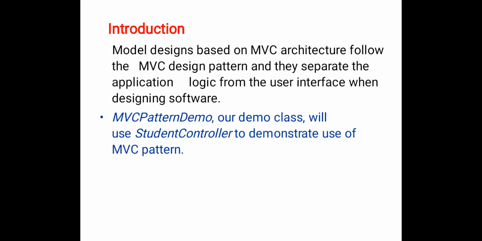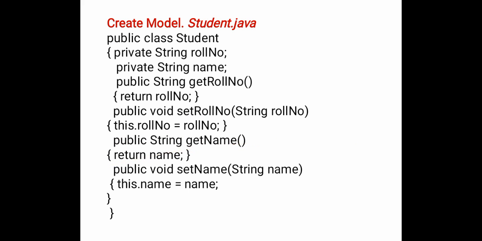Here for implementation we are creating some Java classes. Our MVC pattern demo class will use student controller to demonstrate use of MVC pattern. Now the first class is student.java which is acting as a model. Here in class student there are two variables of string type, roll number and name, and for roll number and name we have created some getter and setter methods inside this class.